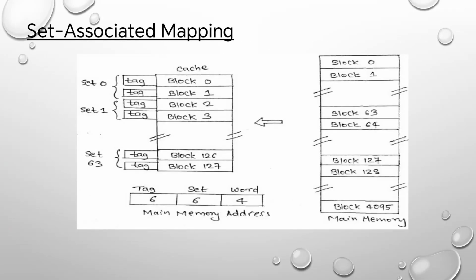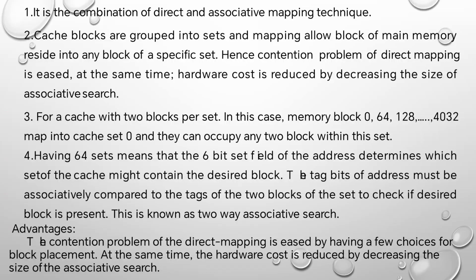Set associative mapping. This is the diagram for set associative mapping. Here the cache blocks are divided into sets, and the main memory has blocks 0 to block 4095. The main memory address has tag, set, as well as word. It is a combination of direct and associative mapping techniques.